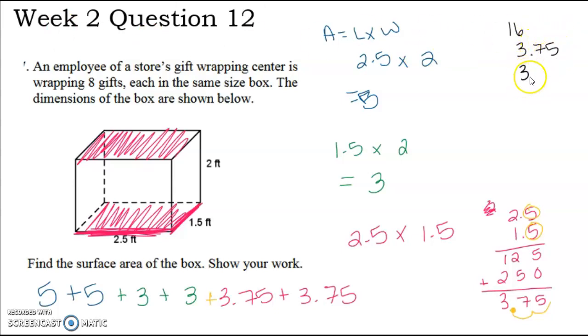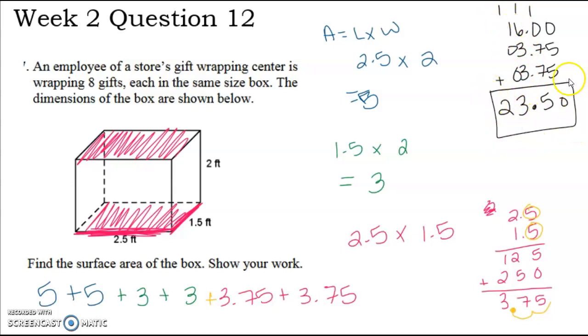3.75 and 3.75. Now, remember, I had to align my decimals here because we're adding now. So I aligned my decimals. I'm going to put zeros everywhere that need to be zeros. So now it's like pretty. 0 plus 5 plus 5 is 10. Then we have 14 and 15. 7, 10, 13, 2. So this would be your final surface area.